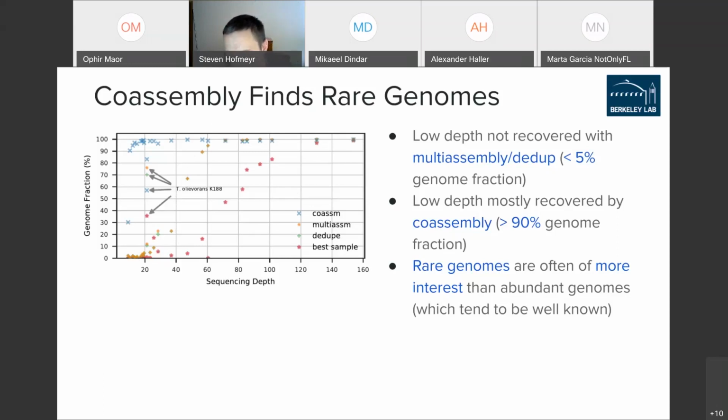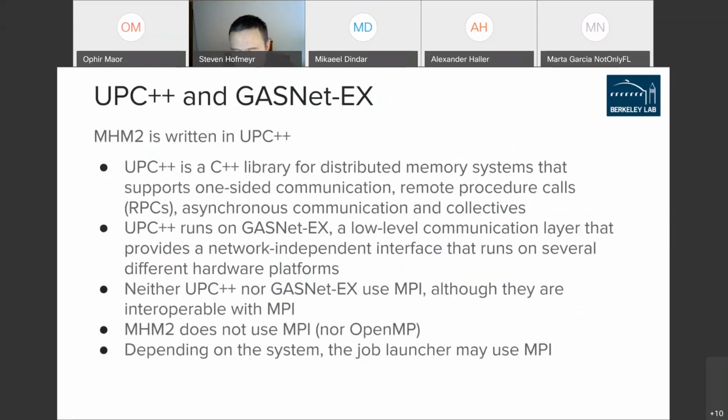And one of the reasons why this is very important is that rare genomes are often of more interest in a sample than the common genomes. The common, abundant genomes are often well known because they're abundant. So if you're trying to find out new species, then you need to know what the rare genomes are.